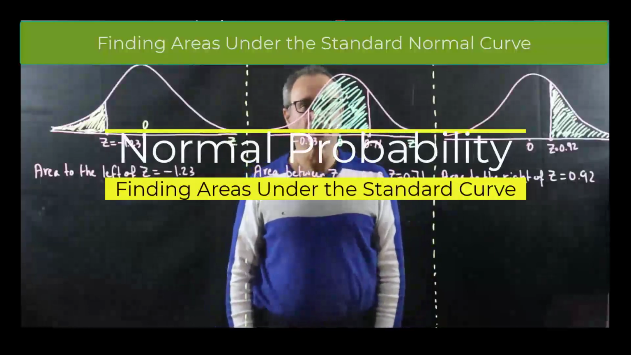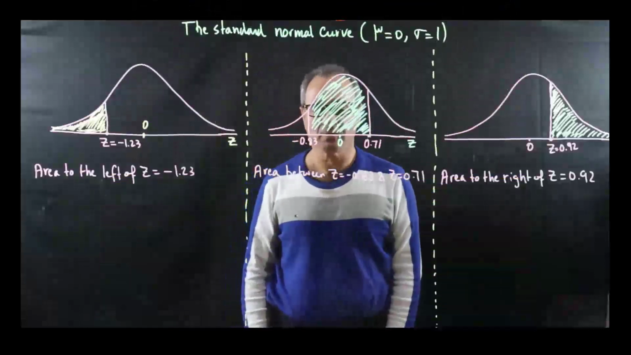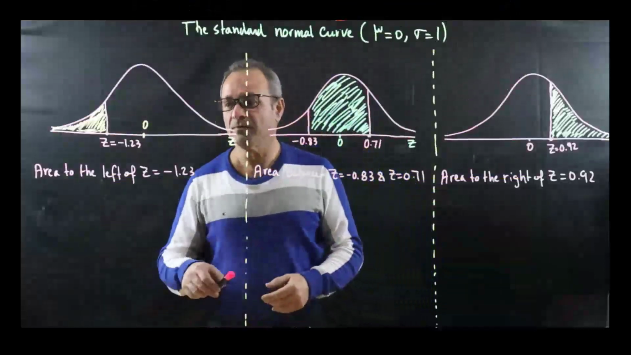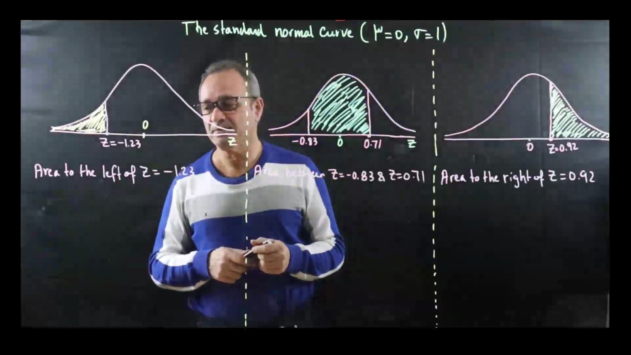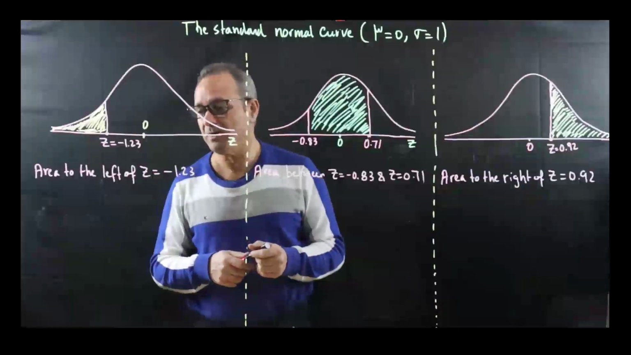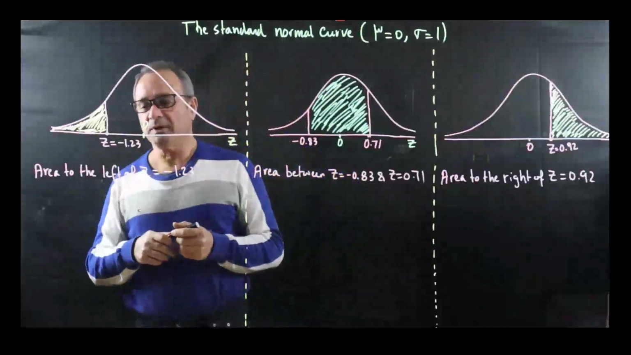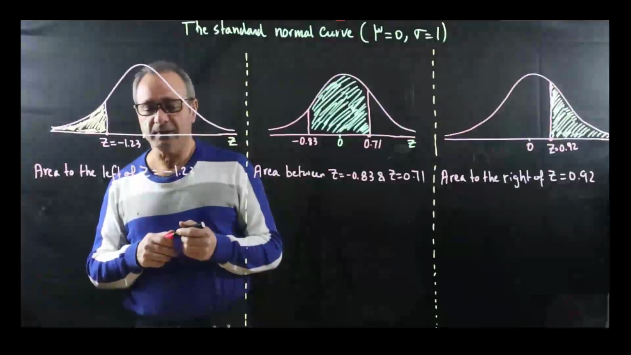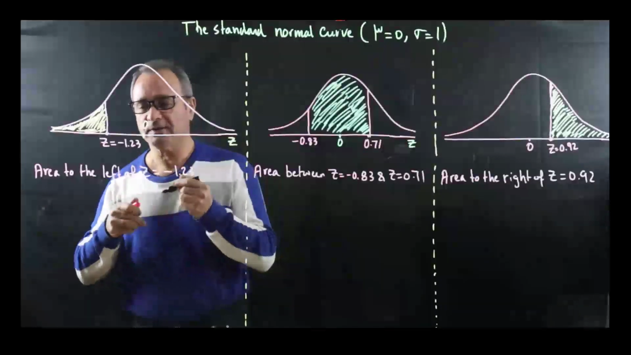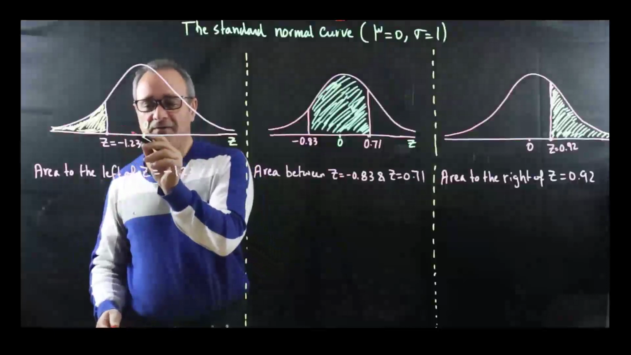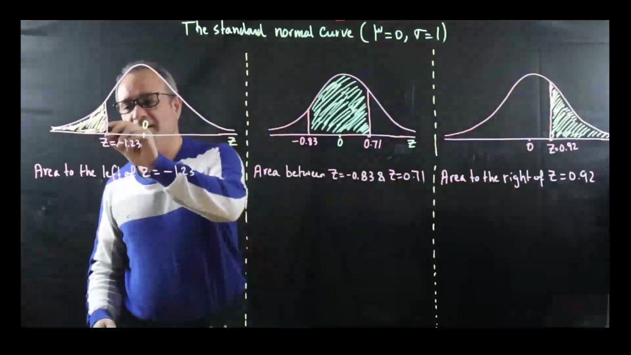In this video I'm going to show you how to compute the areas under the standard normal curve. The standard normal curve is a bell-shaped curve with a mean of 0 and standard deviation of 1. Let's look at the first example right here, where we need to calculate the area to the left of z equals negative 1.23. As you notice, z is to the left of 0 because it's a negative number, and we need the shaded area.